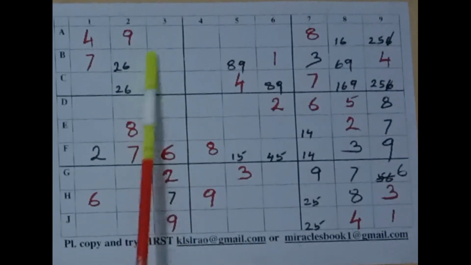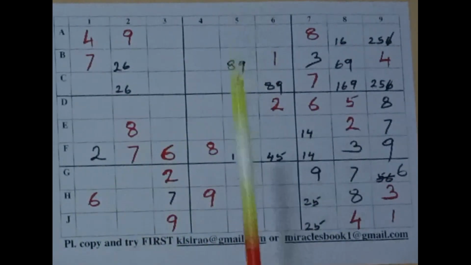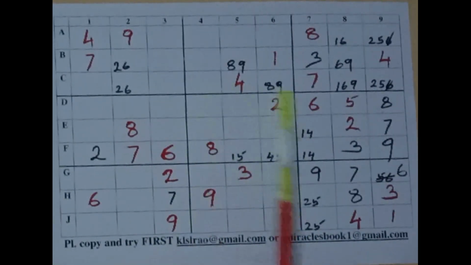Here again 2 places for 8. Here. Okay, 9. No problem. Okay, leave it. Let's look at this box.